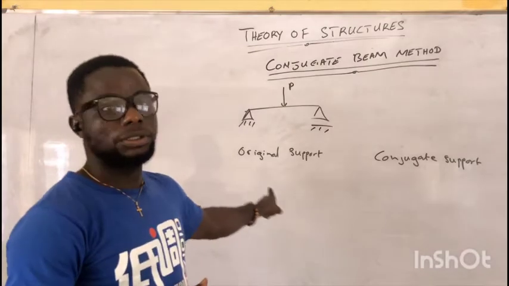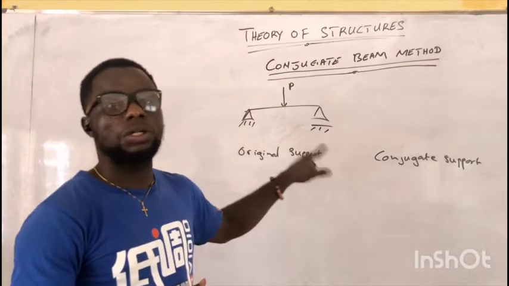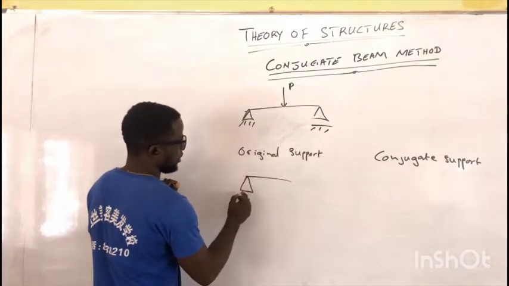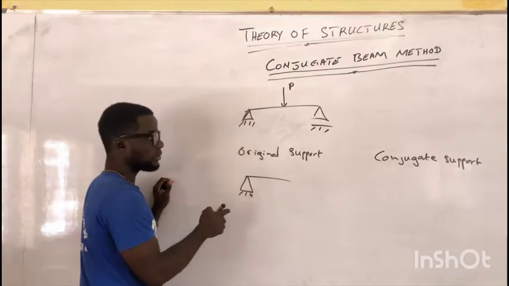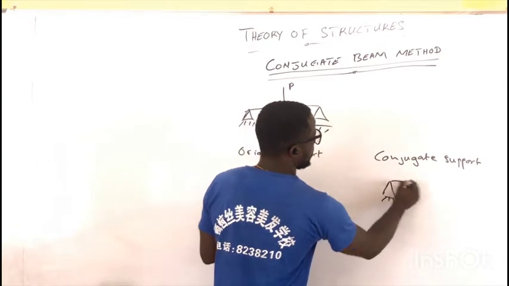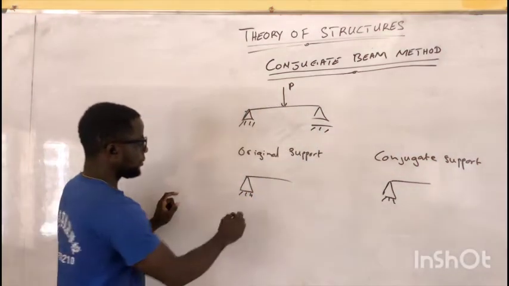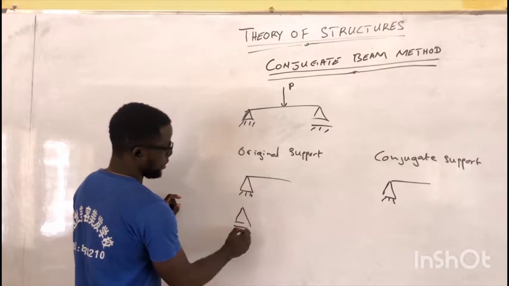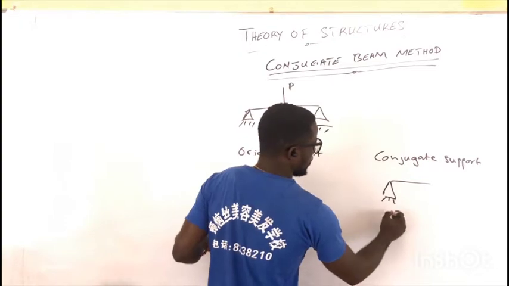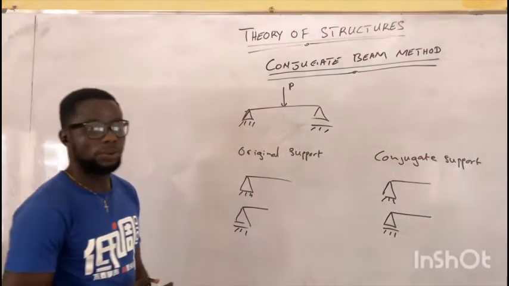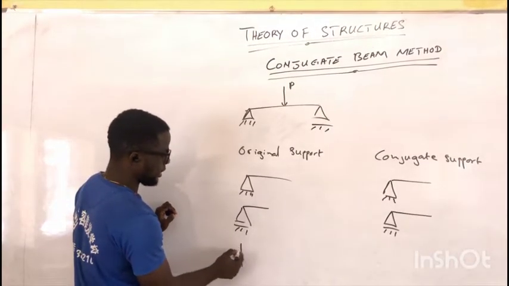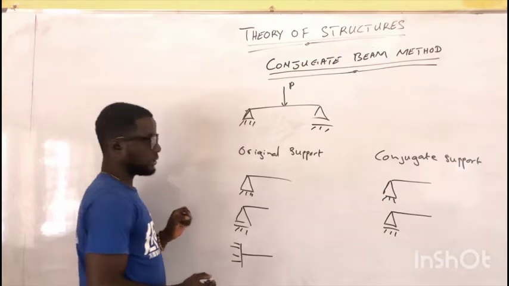These are some of the things you have to change. You have to change the original support to a conjugate support. So we have a pin support, and the conjugate will still be a pin support. Then you have a roller support, and the conjugate still has a roller support. Then you have a fixed support.